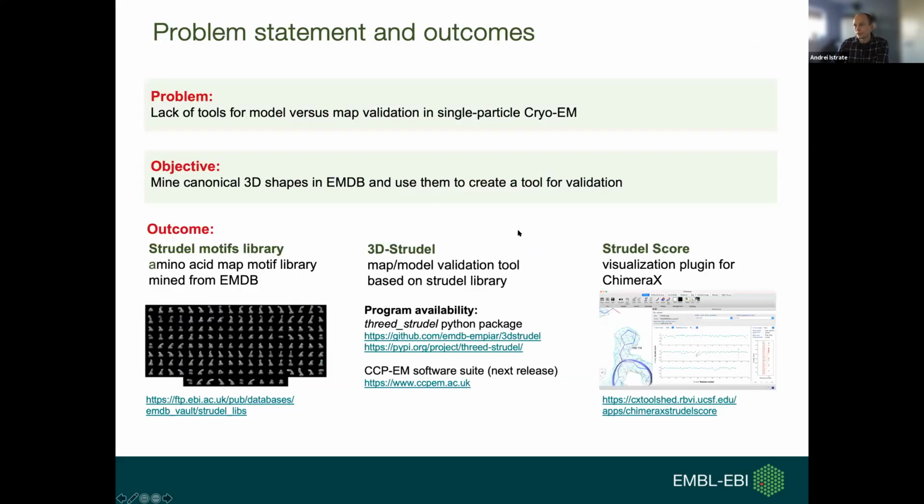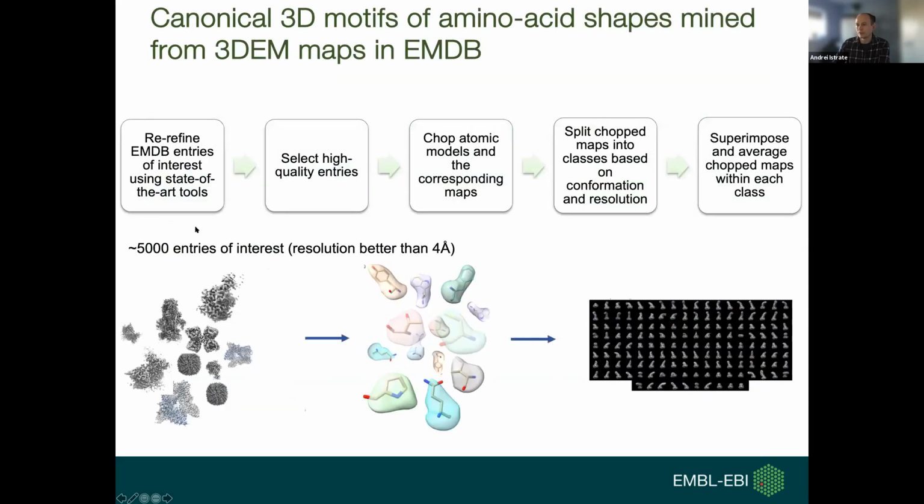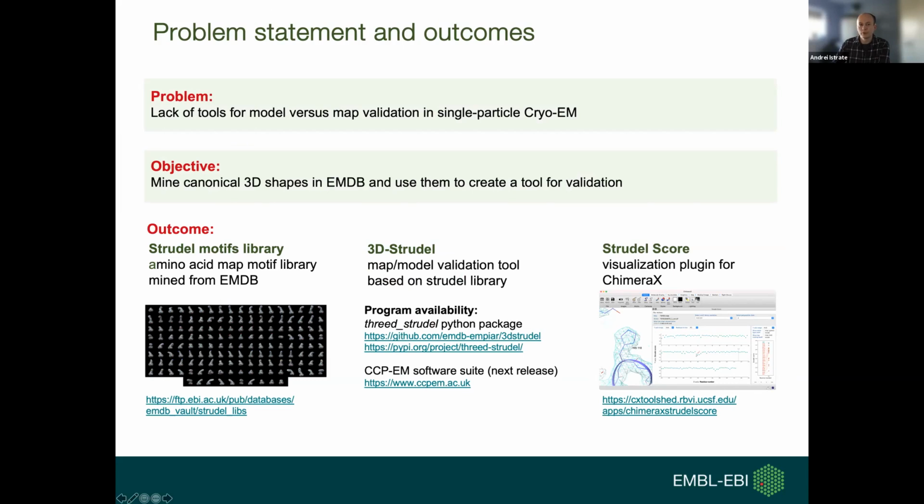So to summarize the above, we are faced with the problem that there are not enough tools for validation in cryo-EM. And there was this idea that by using averaging, it's possible to mine 3D shapes from the EMDB database and to create a library. This can be used as a reference to develop tools for map model validation. So with this in mind, we derived a library of map-motifs.